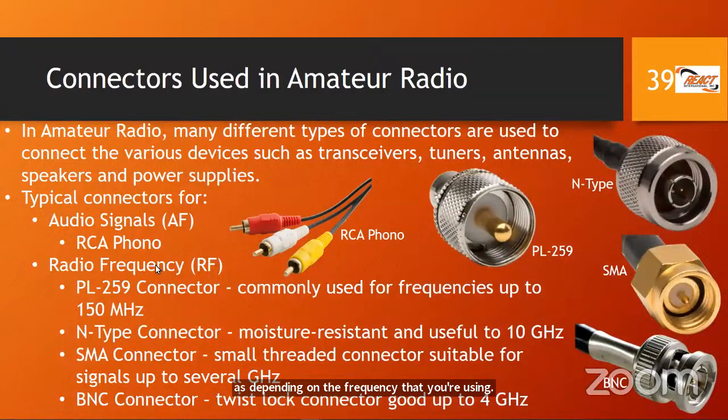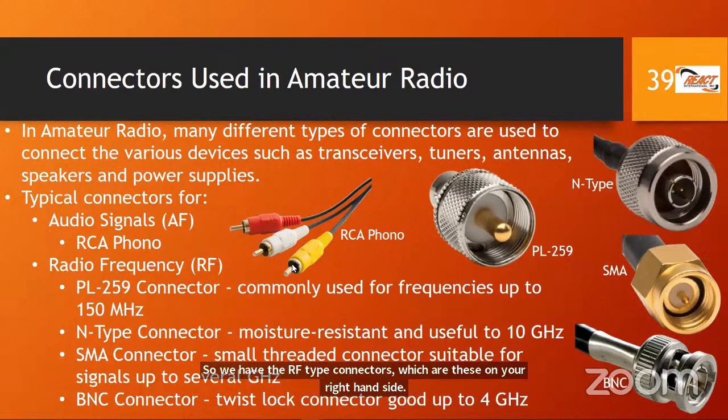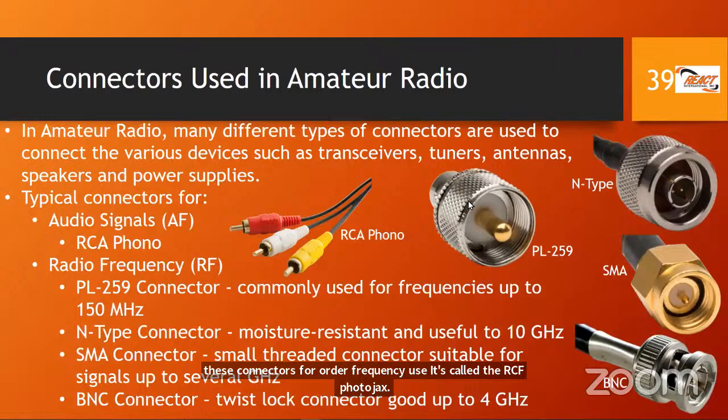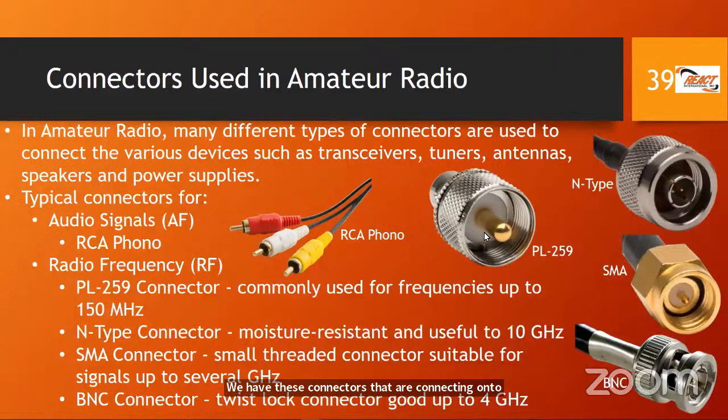So we have the RF type connectors, which are these on the right hand side. These four here, they are given a name. Whereas these connectors for audio frequency use are called the RCA phono jacks, we have these connectors that are connecting onto cabling, antenna cabling connected to the back of the radio or to the antenna itself, or any other radio frequency component. Maybe it's an antenna tuner, maybe it's a power meter or an SWR meter. These are the connectors. So you have the PL259 is one.